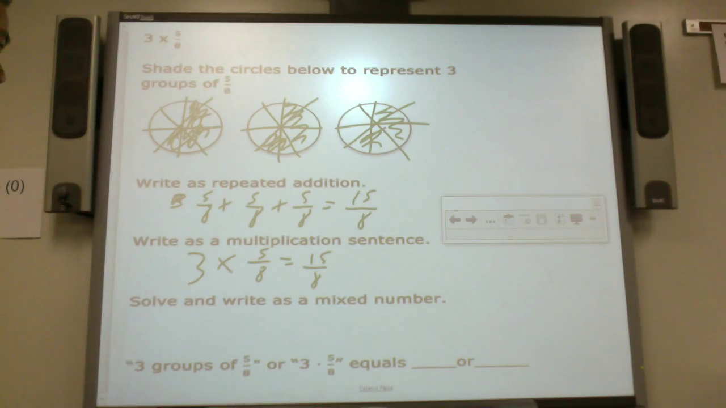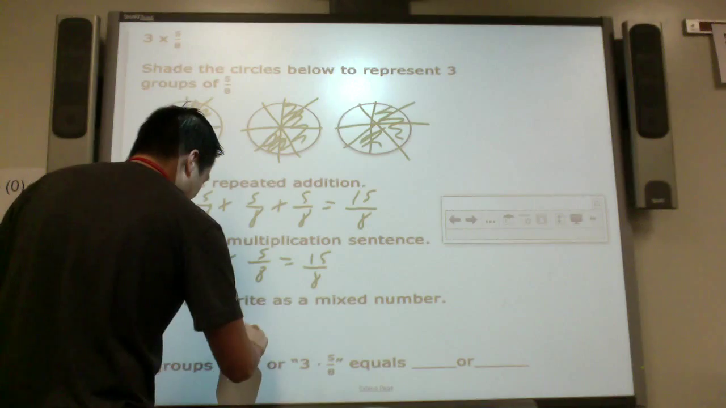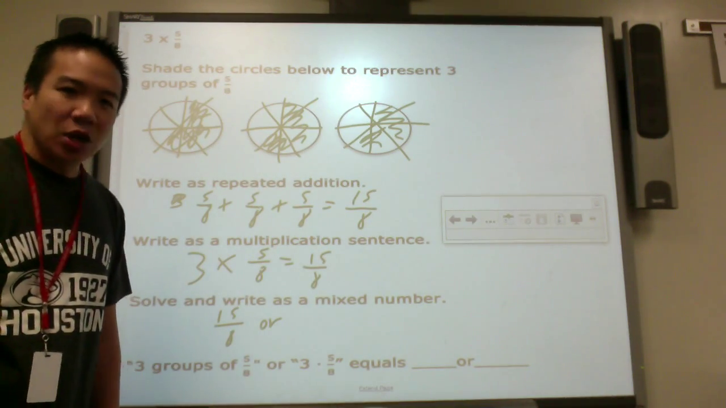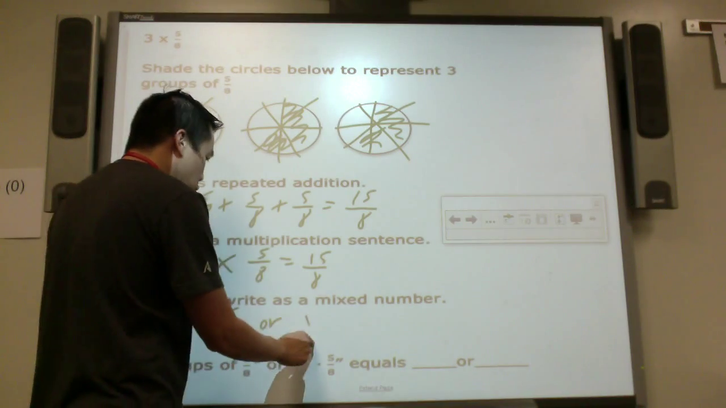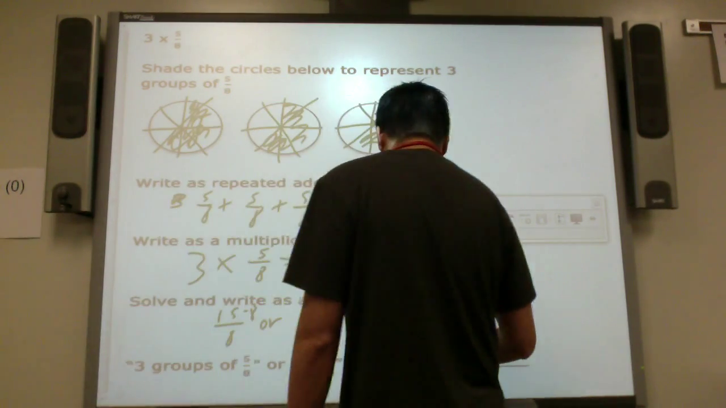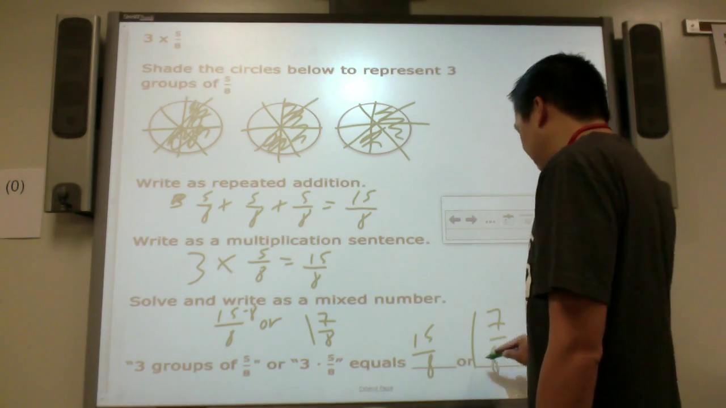Solve and write as a mixed number. So I solved it, it was 15/8. What's another way to say it? How many groups of 8 go into 15? 1 group. What do you have left over? 7/8. So 15/8 is 1 and 7/8.